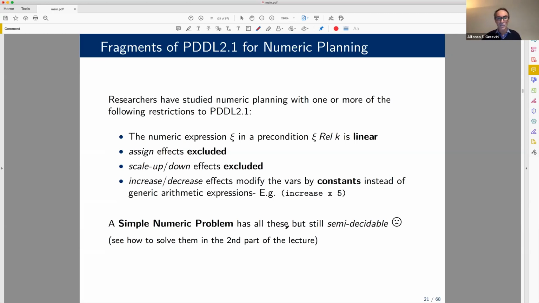So, for example, we constrain the condition in a precondition to be a linear condition. The assign effects are excluded. Also, the scale up and scale down effects are excluded, and we can increase or decrease certain variables only through constants and not through arbitrary arithmetic expressions.